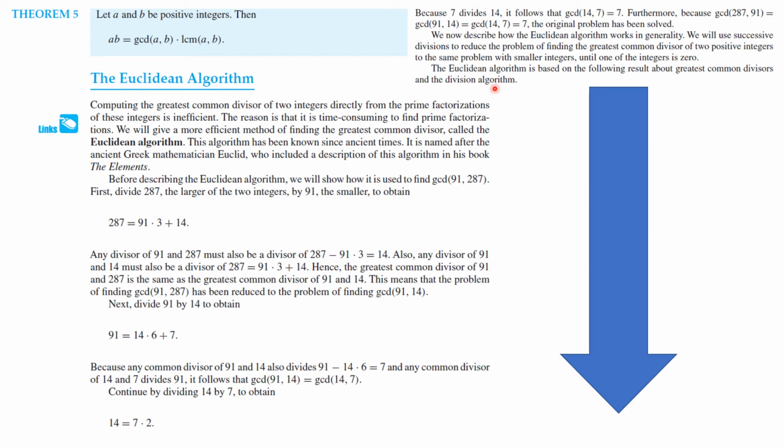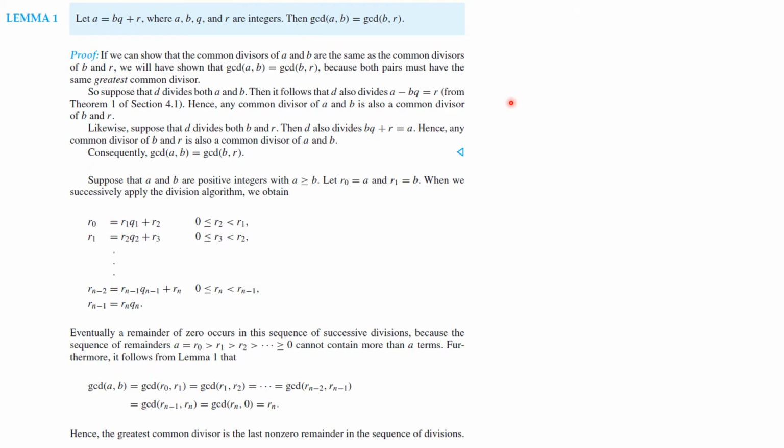Okay, the Euclidean algorithm is based on the following result about greatest common divisors and the division algorithm. And we call it a lemma because this is something that we use to prove it. So let A equal BQ plus R, where A, B, Q, and R are integers. Now realize that this means if I divide A by B, I get Q as a quotient with R as a remainder. So if that is the relationship we have, then the greatest common divisor between A and B is the same thing as the greatest common divisor between B and R. And notice how we used that repeatedly before.